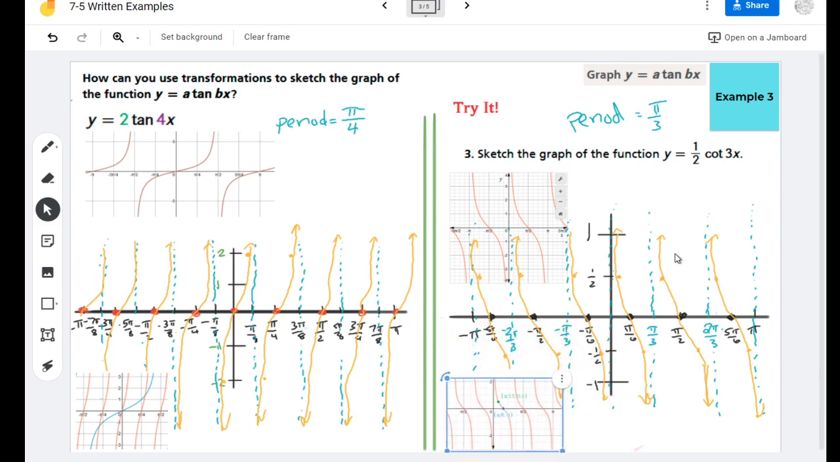So there we have it, guys. That is graphing A times the tangent of BX. Until next time.